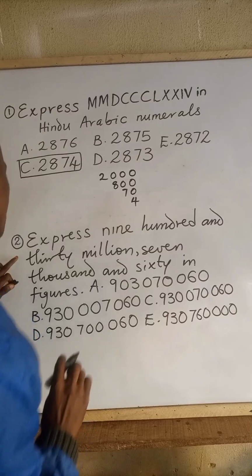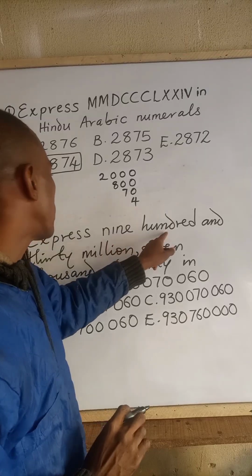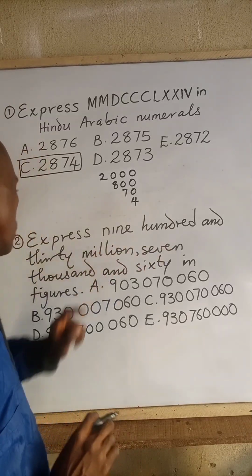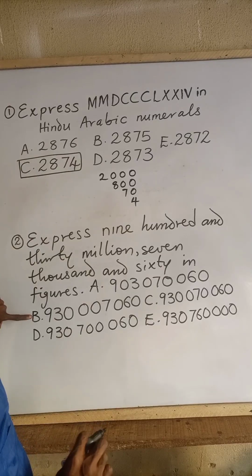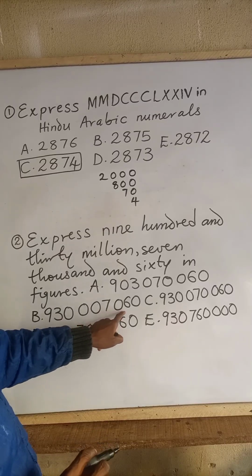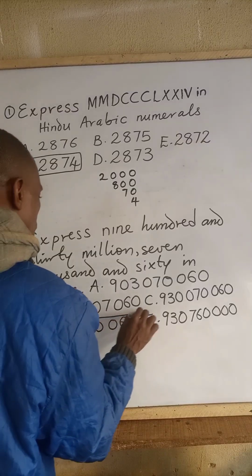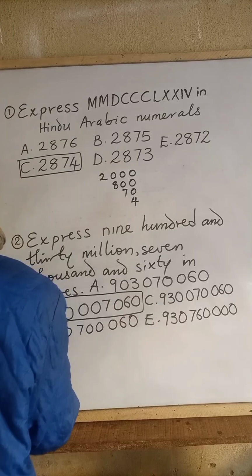We move to question number 2. In number 2, what we have is express 930 million, 7,000, and the word 60. That is option B.